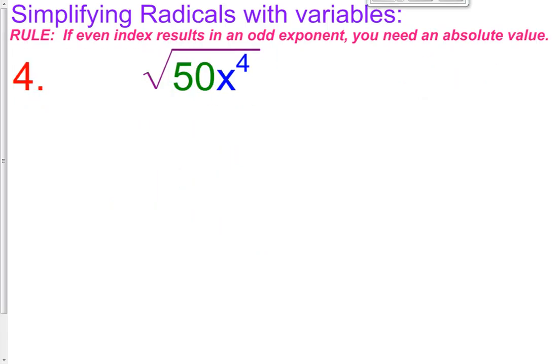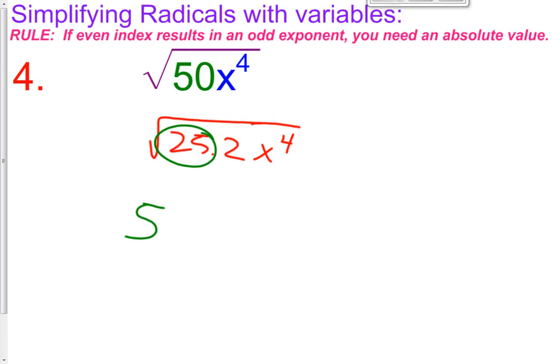Number 4. Now we can't take out 50. There's no such thing as taking the square root of 50, but we can reduce 50. 50 is the same thing as 25 times 2, x to the 4th. So now I can take out the 25, and out comes 5.